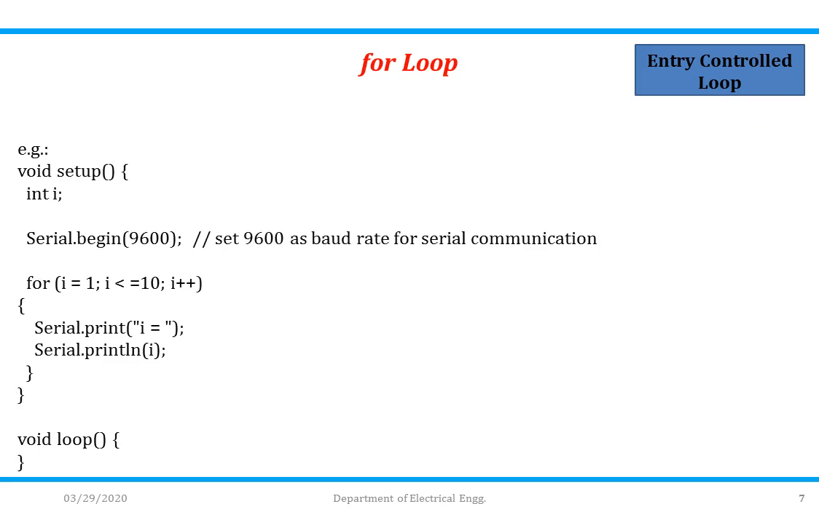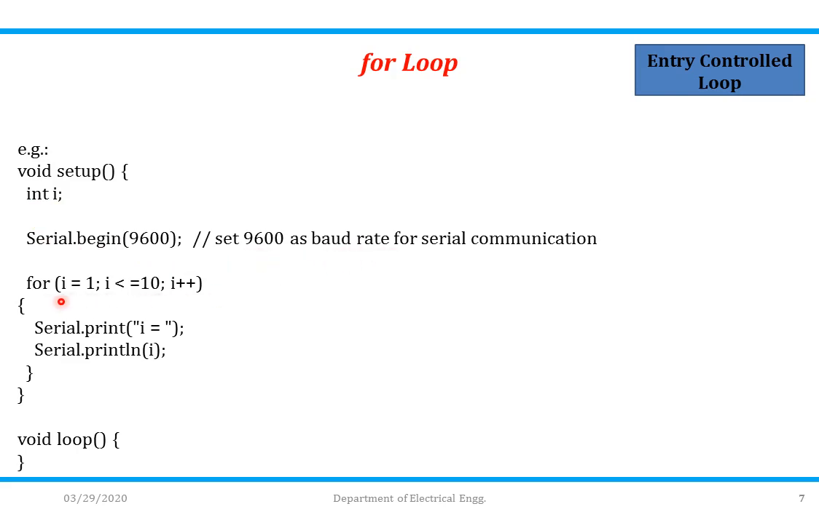This is the example that we have taken. In a void setup function, the variable is declared here. I is the variable which stores the value having integer type. Then Serial.begin(9600) sets 9600 as the baud rate for serial communication.